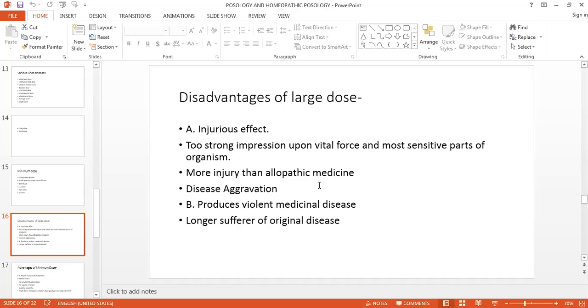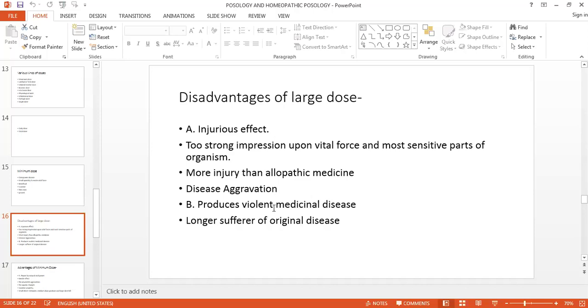This may lead to different complications, because in homeopathic aggravation we are giving the similar medicine and the stronger medicine. If the stronger medicine produces a stronger disease, then this will be injurious, and sometimes this may produce a violent medicinal aggravation or disease aggravation.